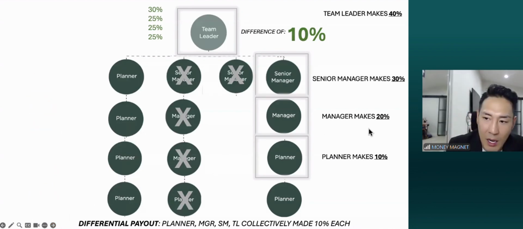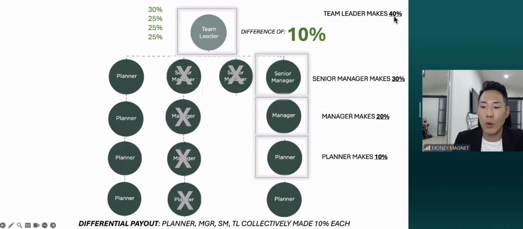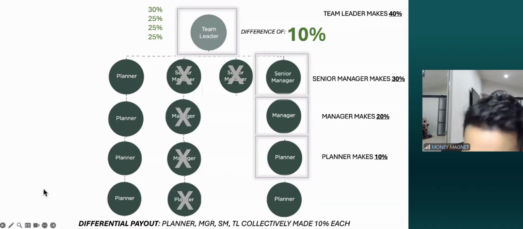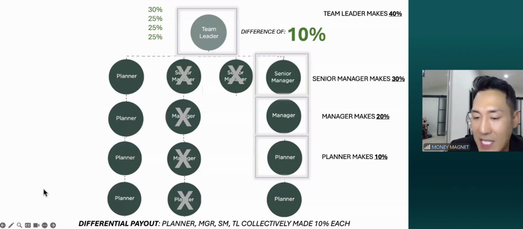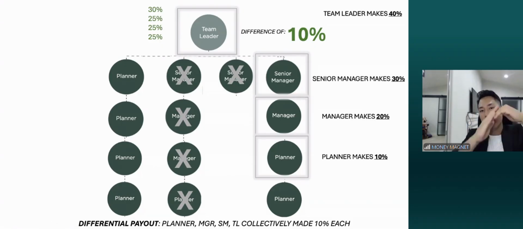A planner makes 10%, obviously. A manager makes 20%. A senior manager makes 30%. And a team leader makes what? 40%. So what happened right here, right? It's stated on the differential payout: a planner, manager, senior manager, and team leader all collectively made their 10% spread. So everybody took 10%, right? Team leader got 10%, senior manager got 10%, manager got 10%, and planner got their 10%. So this is called a perfect differential payout.